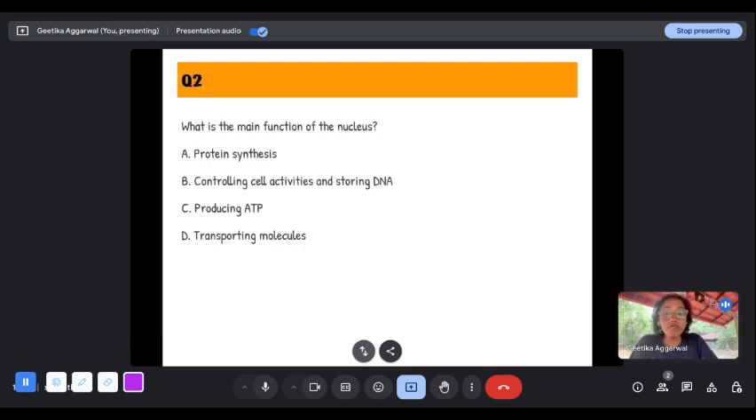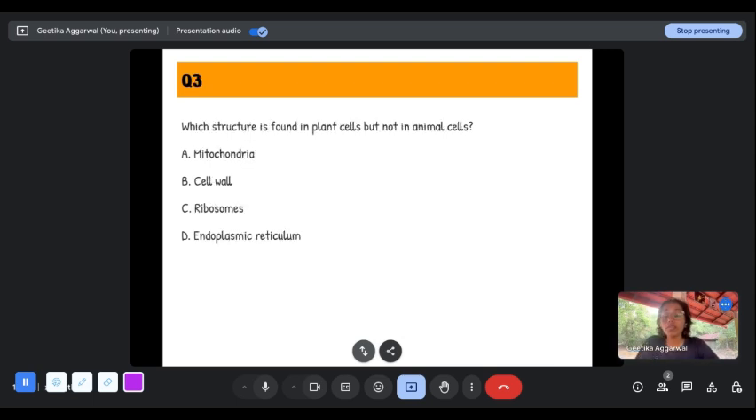Okay, what is the main function of the nucleus? What function does the nucleus play? Is it for protein synthesis? Is it for controlling cell activities and storing the DNA? Is it for producing ATP or for transporting molecules? Again, I will give you 10 seconds and then I will tell you the answer. So the correct answer to this is that the nucleus is required for controlling cell activities and for storing DNA.